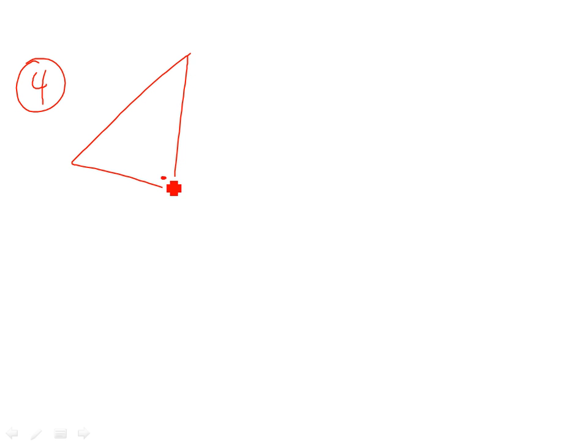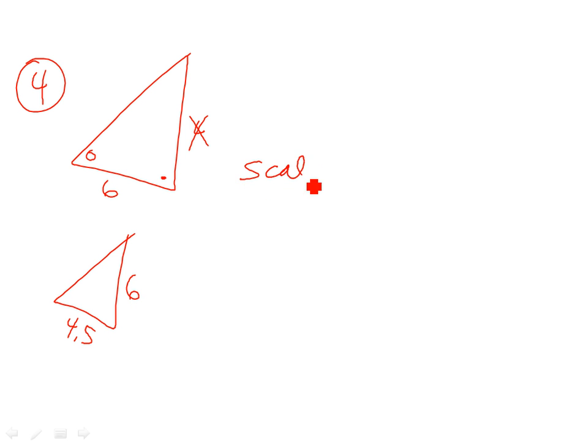Similar triangles were key. This is the one we're on, if you're looking up here. First thing they want us to find is the scale factor. That's probably the key in all this. You've got to be able to find the scale factor.